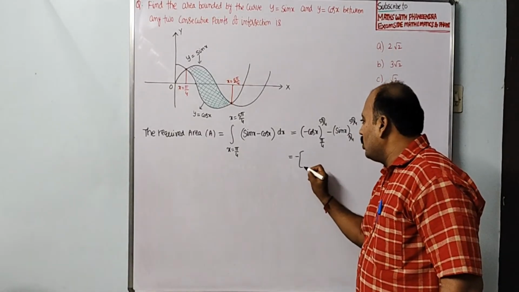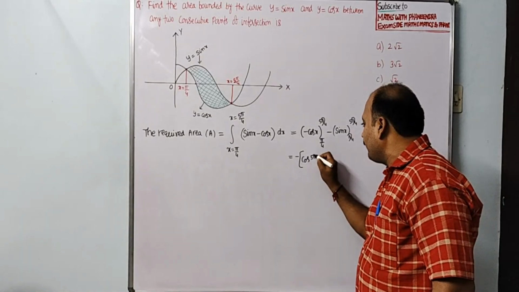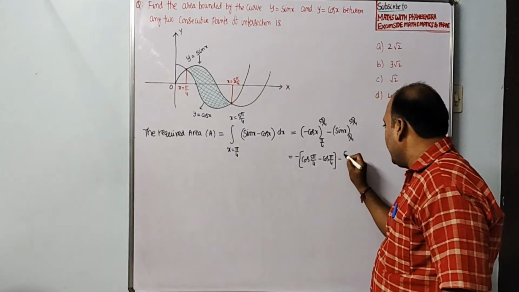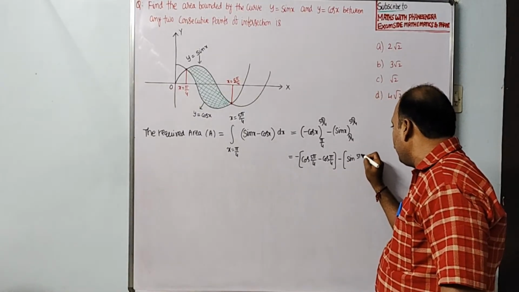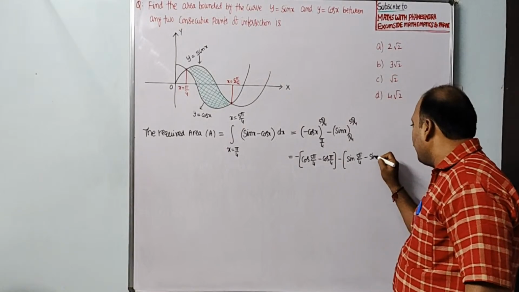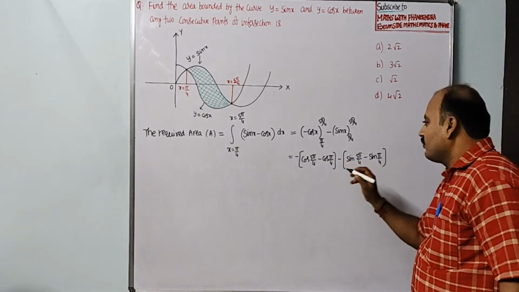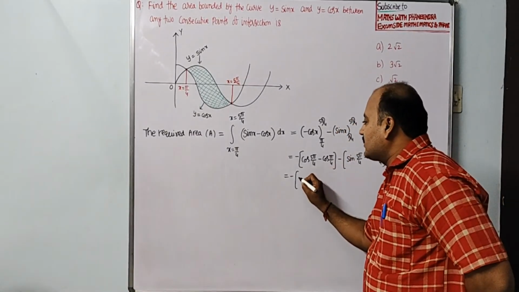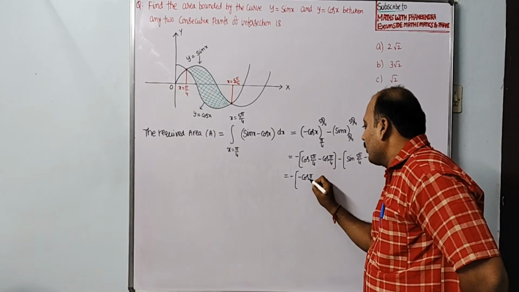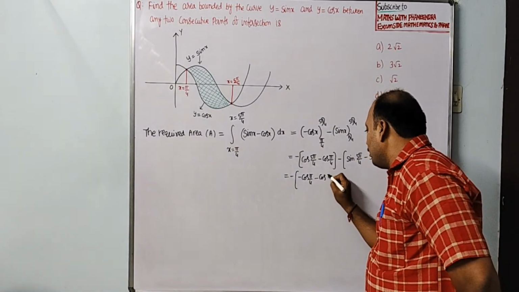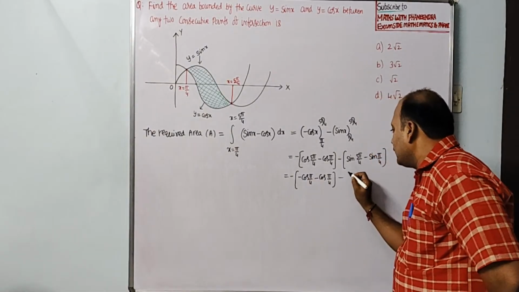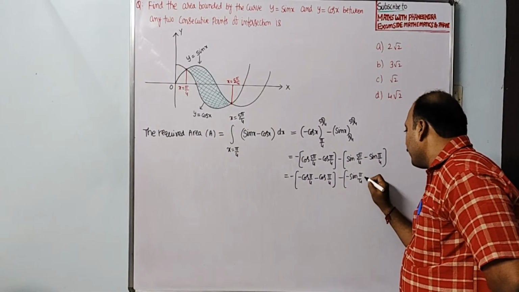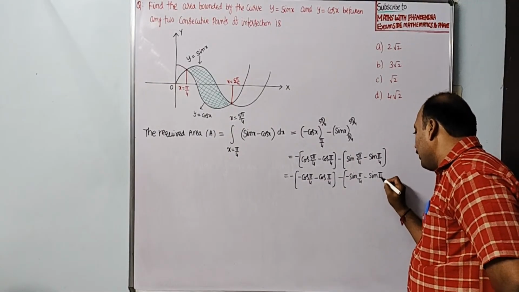equal to minus, bring outside, cos 5 pi by 4 minus cos pi by 4 minus sin 5 pi by 4 minus sin pi by 4, which is equal to minus cos of pi plus pi by 4. This is minus cos pi by 4. Minus cos pi by 4. Minus sin of pi plus pi by 4 is minus sin pi by 4. Minus sin pi by 4.